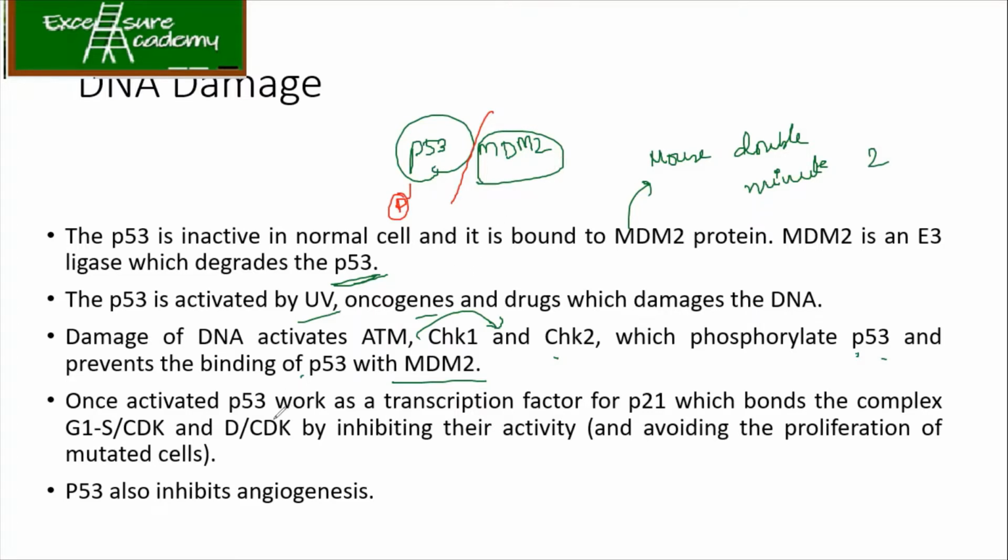So once activated, P53 works as a transcription factor for P21, which binds the complex of your G1 S CDK and D CDK by inhibiting their activity. And P53 will also inhibit the angiogenesis. So far, so clear, guys? Clear?